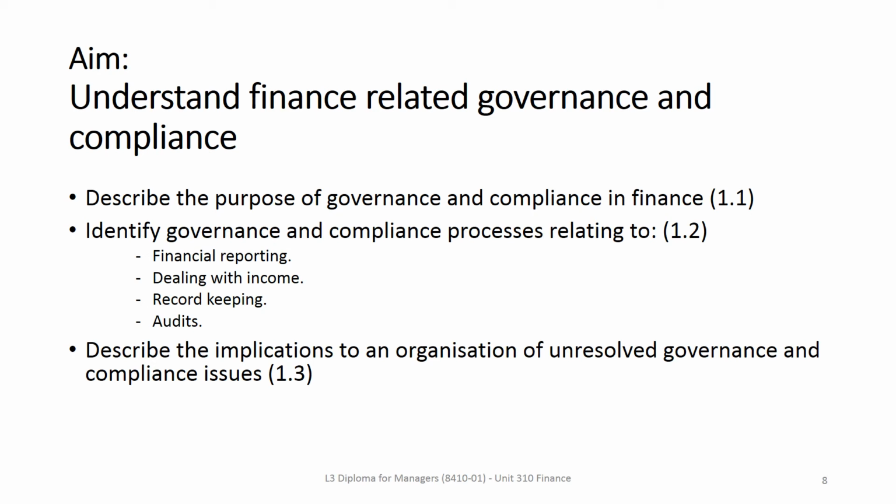So, quick recap before we do an activity. Our main aim was to understand finance-related governance and compliance, and the objectives were to describe the purpose of governance and compliance in finance, and we've talked about that from the beginning. Identify governance and compliance processes relating to financial reporting, dealing with income, record keeping and audits. And we've highlighted those areas, but in the activity that you're going to do after this, you're going to be asked to look at your organisation and try and see what you've got in place, and then describe the implications to an organisation of unresolved governance and compliance issues. And we just talked about some of those and the ideas and the sorts of things that it can affect.